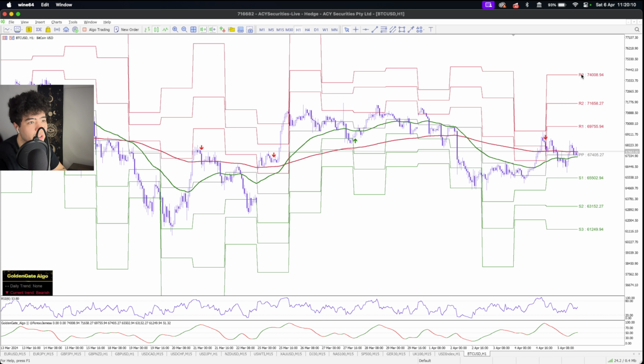So you can see we've got R3, R2, R1. We've got a pivot point. We've got S1, S2, and S3. So obviously support, support, support. We've got the pivot and then resistance, resistance, resistance.